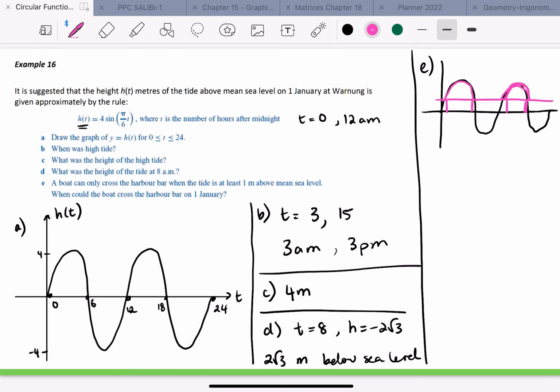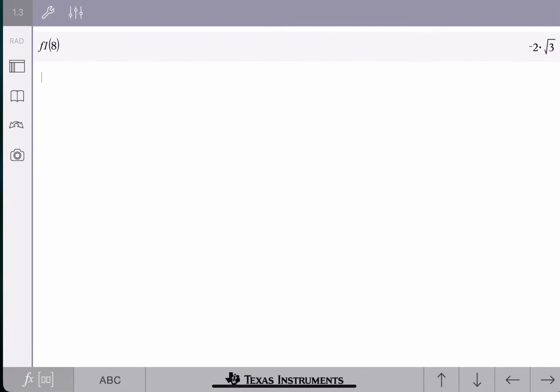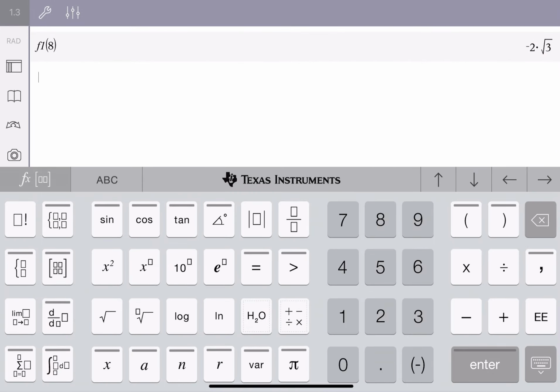Because it's time, we don't need to represent it in exact values. That is probably the only exception where if it doesn't say to what decimal place, you don't need it as exact, because time will never be exact because we have seconds, milliseconds, and so on. So in this case, I can actually just use my graphs page to be able to find all of those intersection points when it's equal to 1.